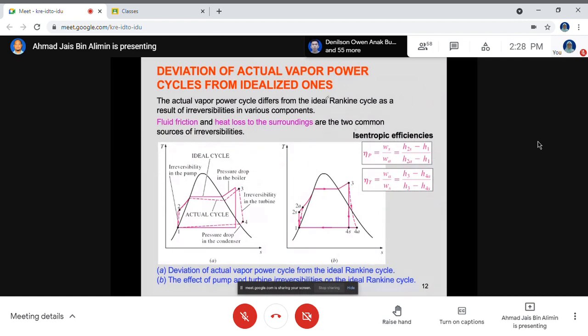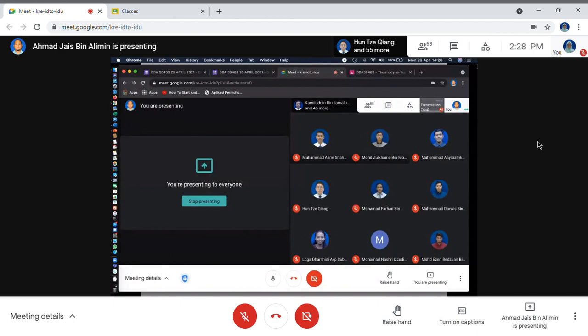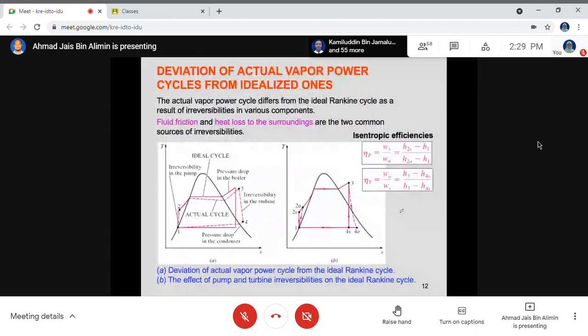Okay, soalan kalau berkaitan dengan perbezaan di antara sistem sebenar dan sistem yang ideal, the differences between the real and ideal cycles, to demonstrate the deviation untuk menunjukkan perbezaan antara proses sebenar dan juga proses yang ideal. You only need to cover to show the presence of irreversibilities. To show irreversibilities, you need to focus on 2 components only.